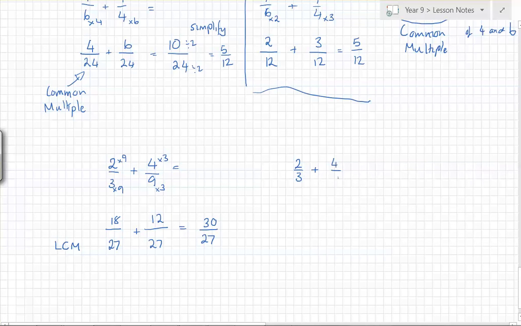What's the lowest common multiple then, Sophie? 9. So actually, 9 does not need to change. The 3, however, can go to 9, which is times by 3. So 3 times 2 is 6. So that one's still 4 over 9. But this one is 6, which makes 10 over 9. Which is an irregular fraction.